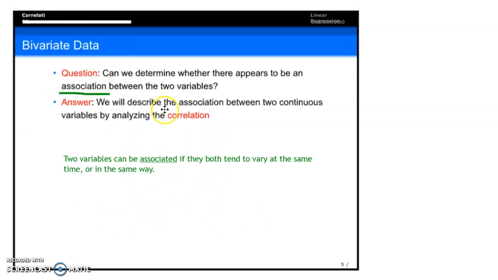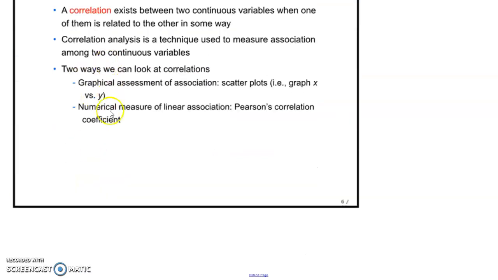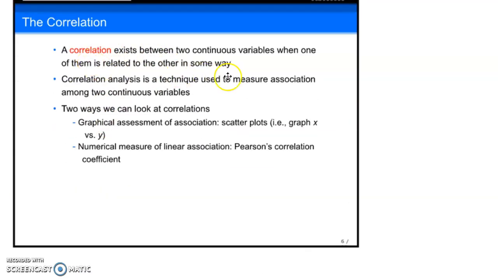All right, on the next slide here, we talk about association between two variables. Before jumping into the idea of correlation, let's talk about association. Two variables are associated if they tend to vary at the same time or in the same way. It doesn't have to be the same way, but they are usually varying at the same time. Correlation is when one of them is related to the other in some way, when you can prove that one of them is increasing at the same time the other is increasing, or vice versa, one of them is increasing when the other is decreasing.